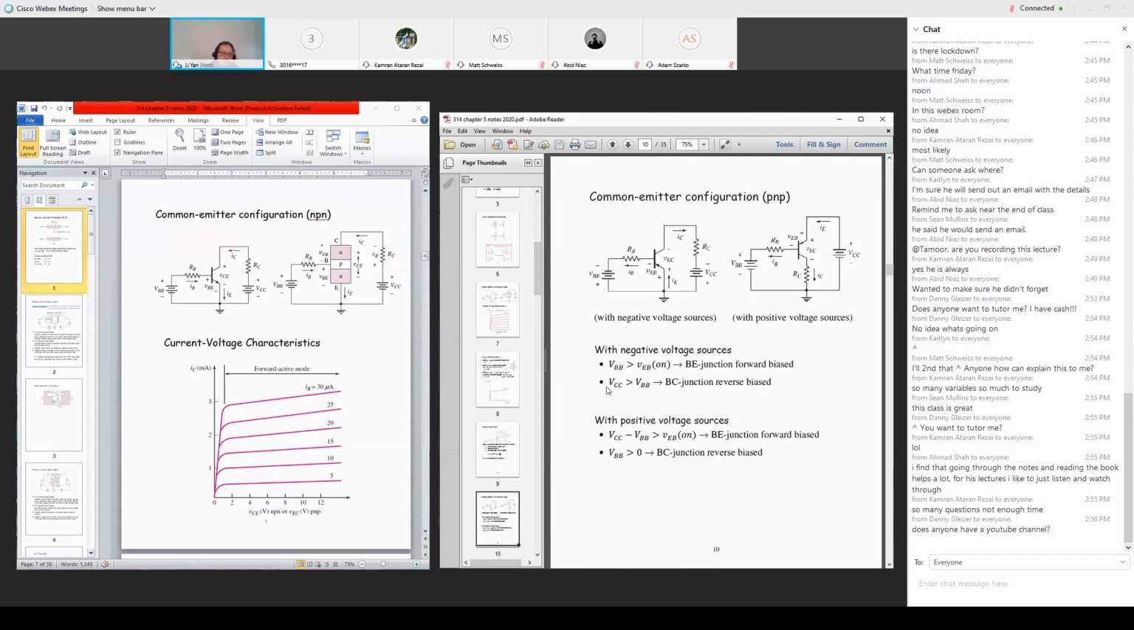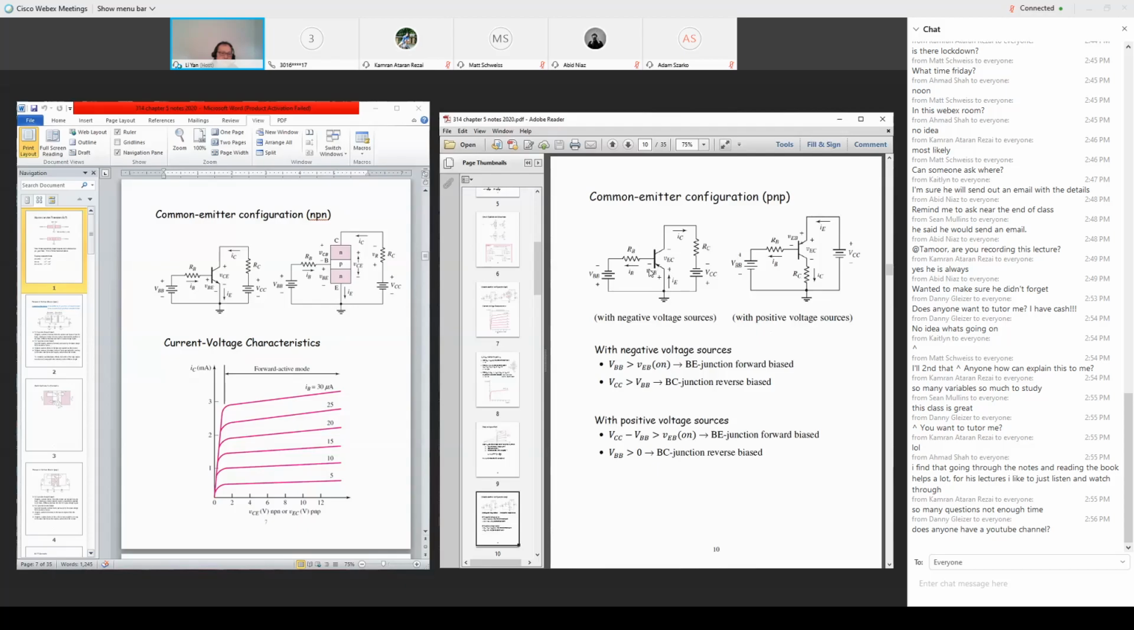And then, in the writing, I said with a negative power supply voltage, then the two conditions, how do we satisfy for forward mode? So the base emitter junction must be forward bias. So forward bias, we need the VBB voltage still greater than the VBE on voltage. So that the PN junction between the base and emitter is forward bias.